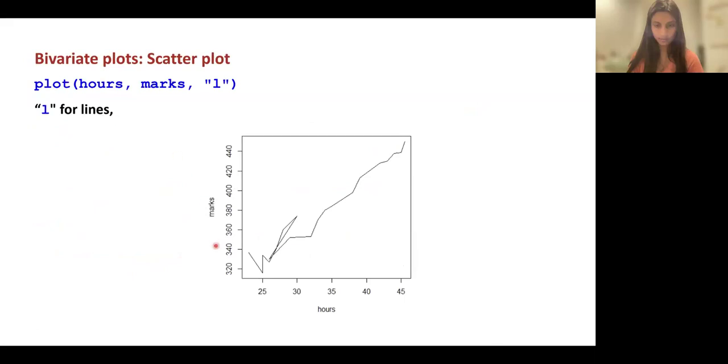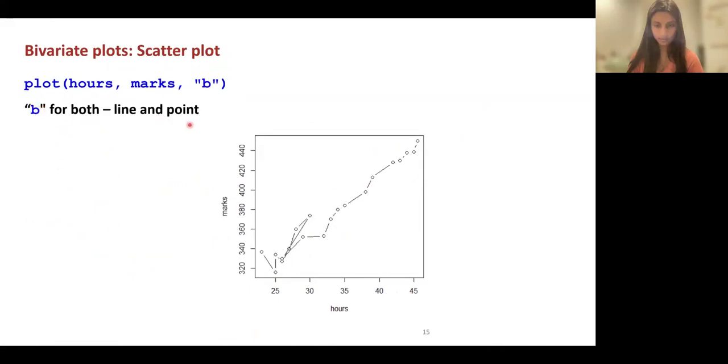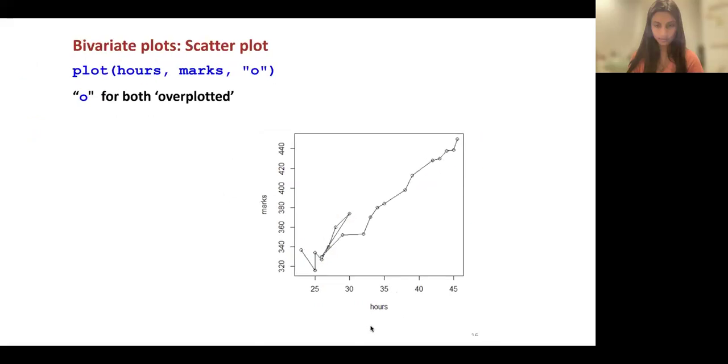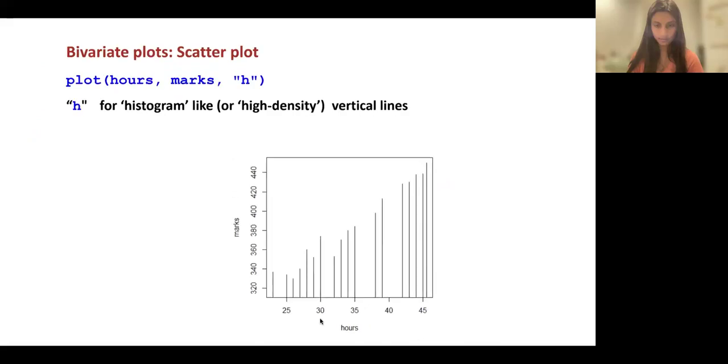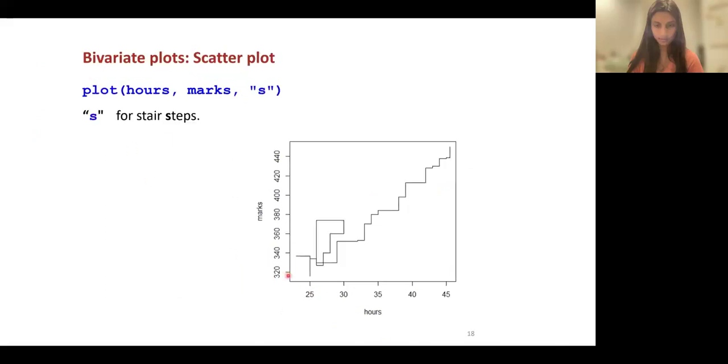Then you have lines. You just see the line, the trend here. And B, you can see both the data points and the lines connecting them. And this is overplotted. But since there are not many data points here, and no data points that are crowded, it looks very similar to this plot. You don't see much difference here. And this is for histogram. It's just like vertical lines. And then S is for the stairs plot.